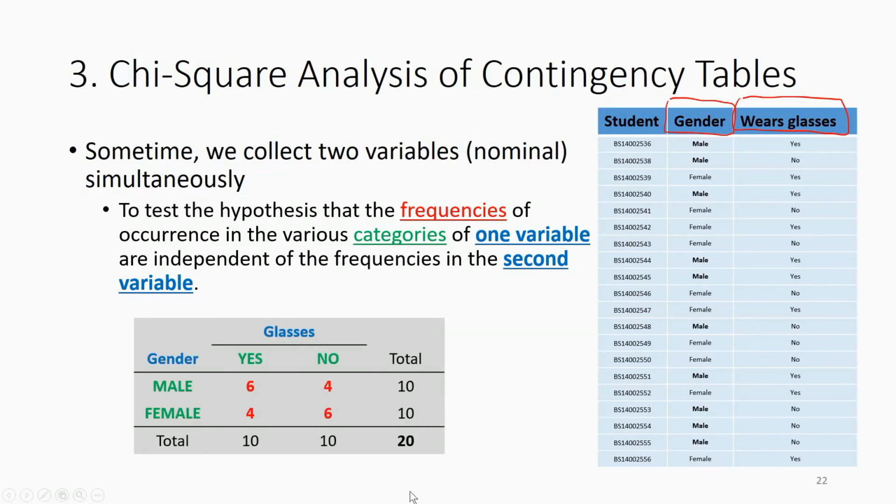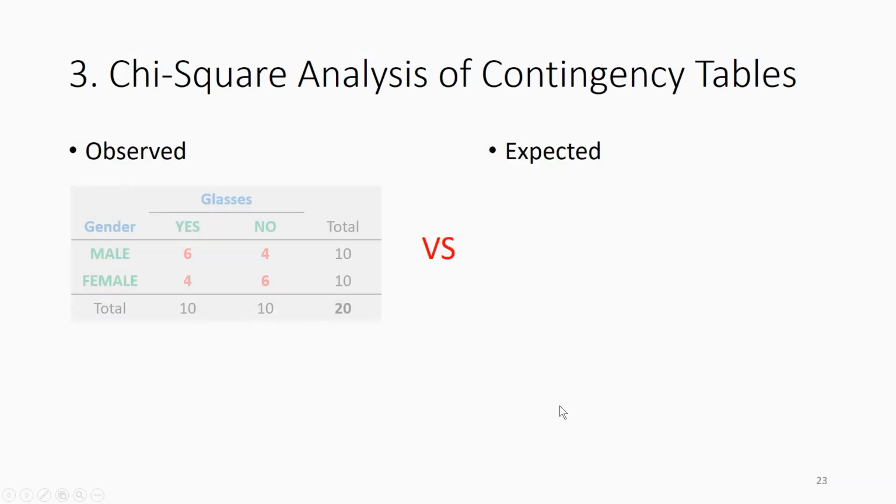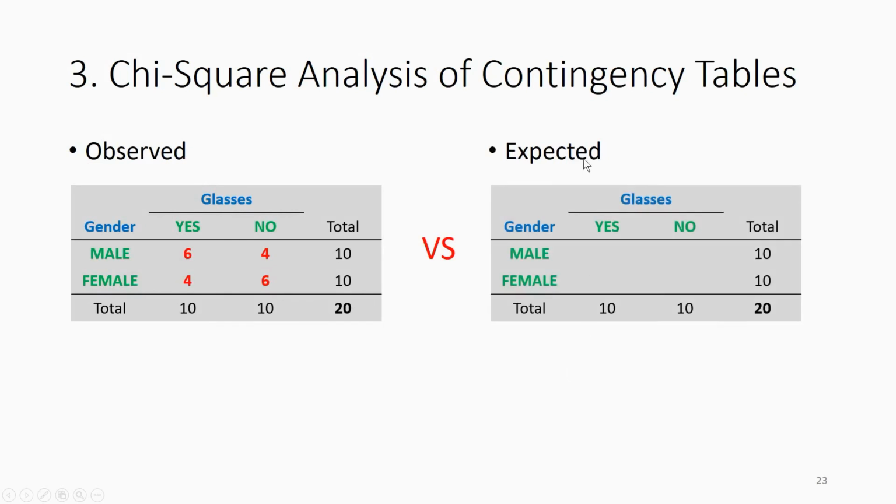So for example, after you summarize data, this is how data looks like. Just look at this data. You don't really know whether there's an association or no association. So this is what you observe. Just like the goodness of fit, you need to calculate or hypothesize what you expected. So this is what you observe, and this is what you expected.